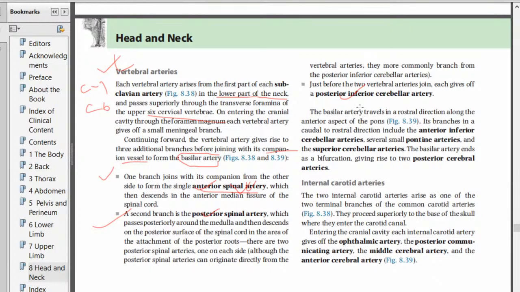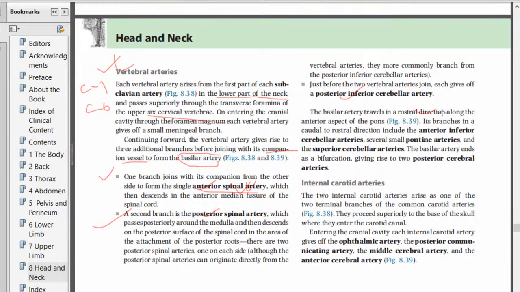Just before the two vertebral arteries join, each gives off the posterior inferior cerebellar artery. So basically, these two arteries join, and before joining, each gives a branch to the posterior inferior cerebellar artery. The basilar artery travels in a rostral direction, meaning upward, along the anterior aspect of the pons. The pons varolii is one of the parts of the brainstem, present between the midbrain and the medulla oblongata.